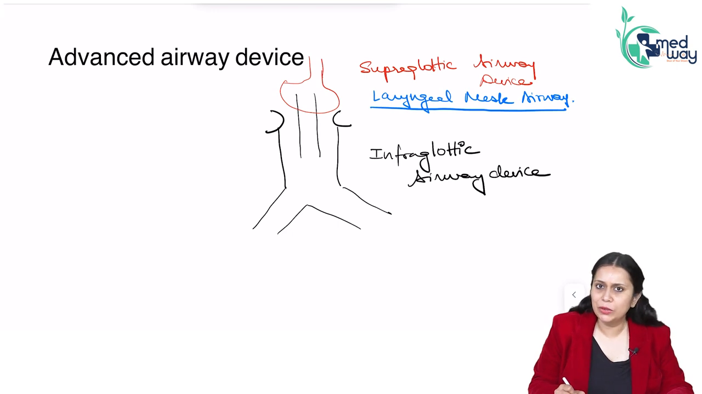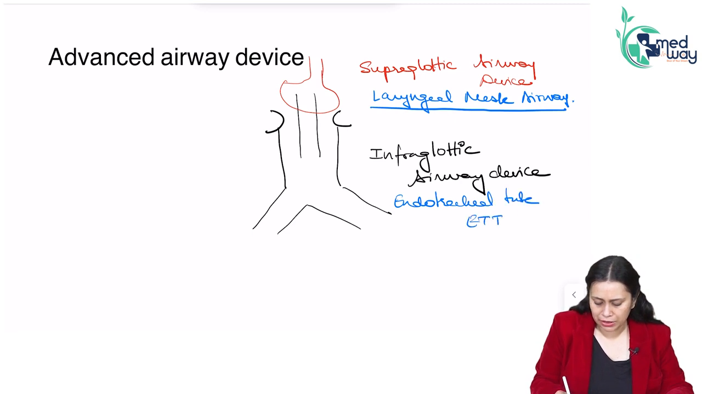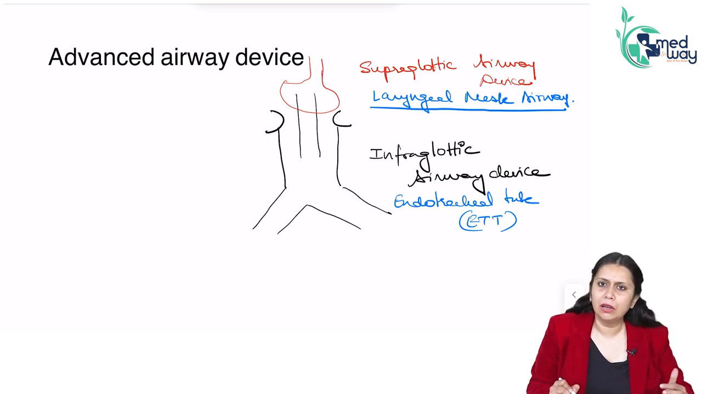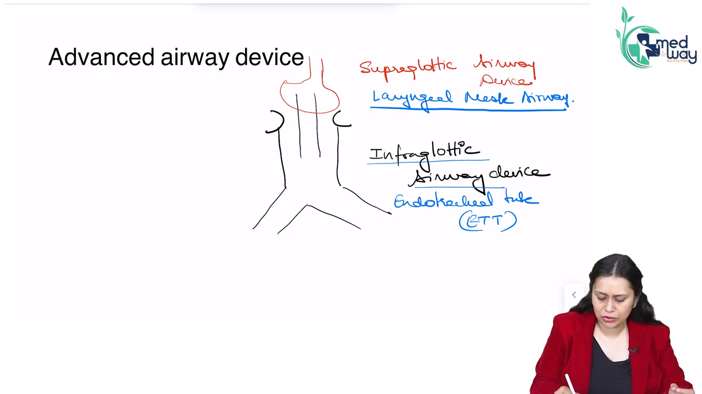Among infraglottic airway devices, we need to know about the endotracheal tube. Not only the routine, basic endotracheal tube which we use, we will also talk about the special ET tubes which we use in different conditions. So ET tubes come under infraglottic airway devices and the laryngeal mask airway comes under supraglottic airway devices.